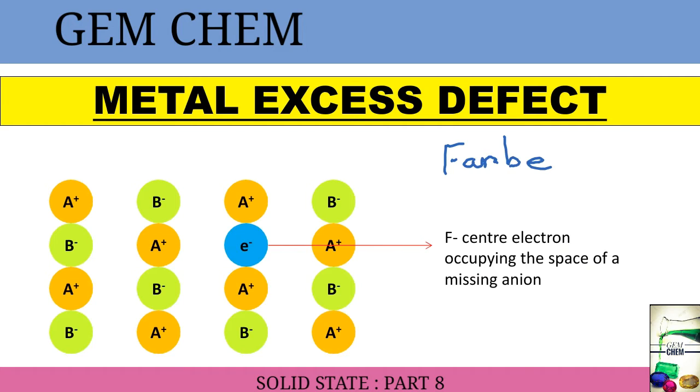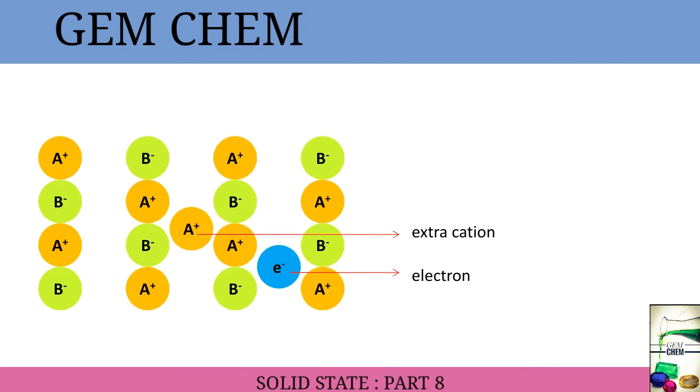So now we will go for the next category, where there is a metal excess defect due to interstitial cations. Now if we look carefully, there is an extra cation and there is an electron. So this type of defect arises when an extra cation is present in an interstitial site, and the electrical neutrality is maintained by the presence of an electron in some other nearby interstitial site.